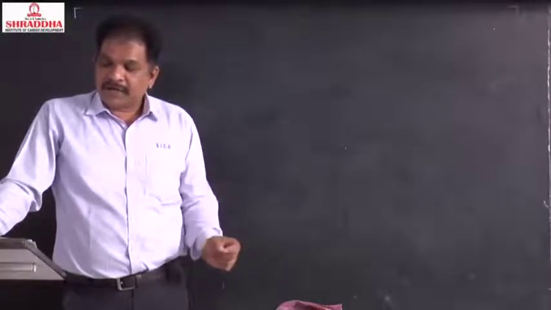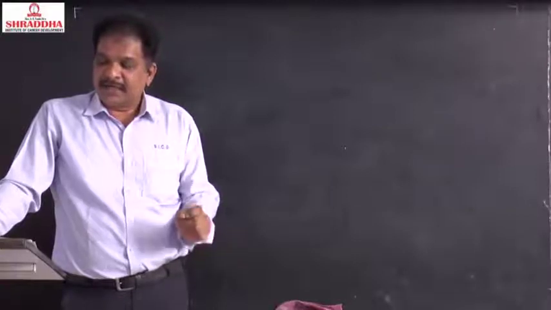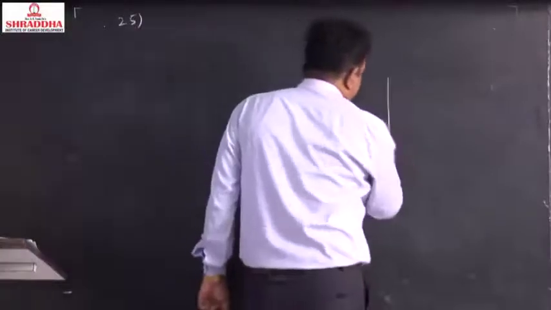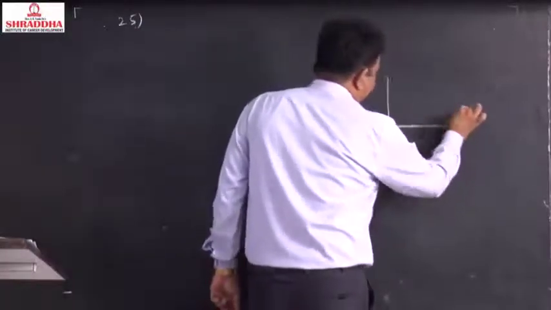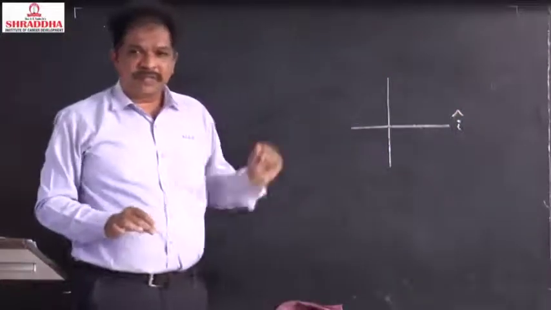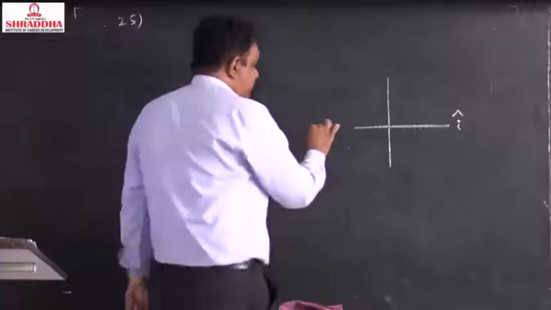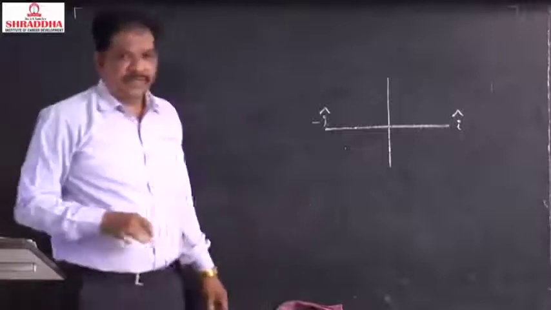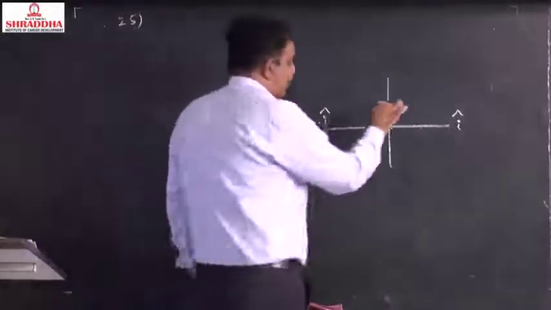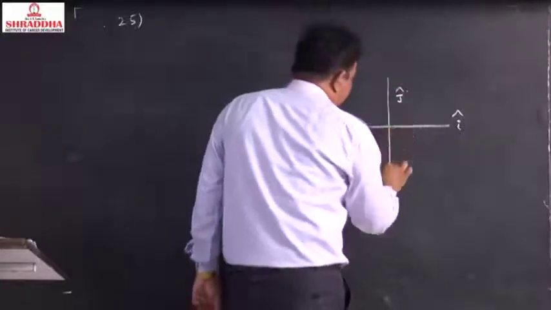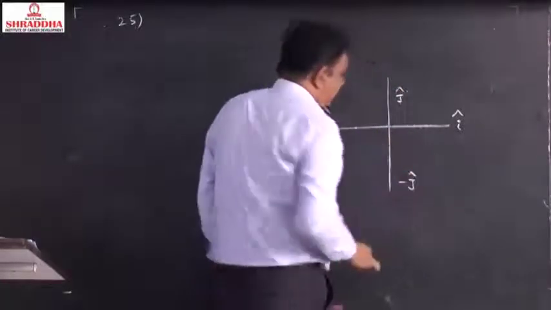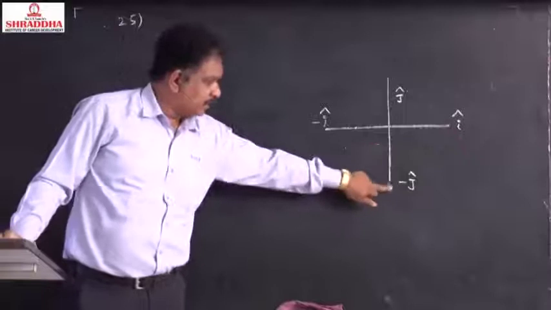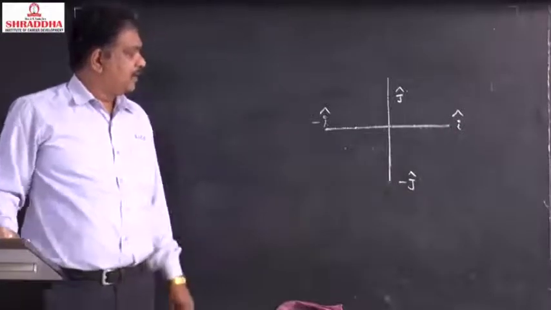Okay. Its velocity is 10 j cap meter per second. So if we consider the coordinate system, i cap will be unit vector along positive x-axis. Minus i cap will be unit vector along negative x-axis. j cap will be unit vector along positive y-axis. Minus j cap will be unit vector along negative y-axis. Clear?